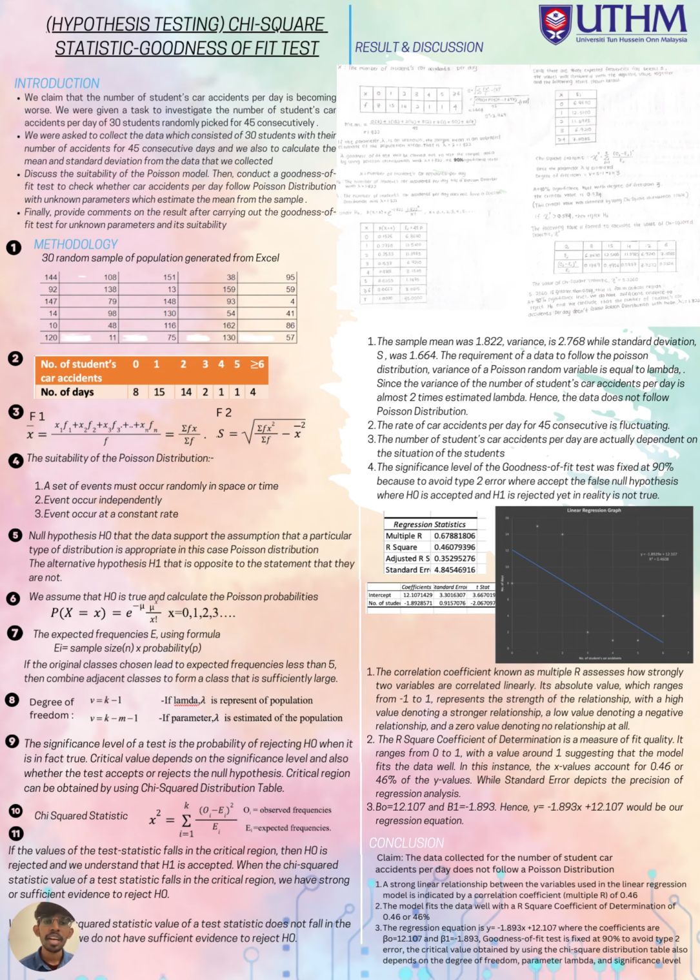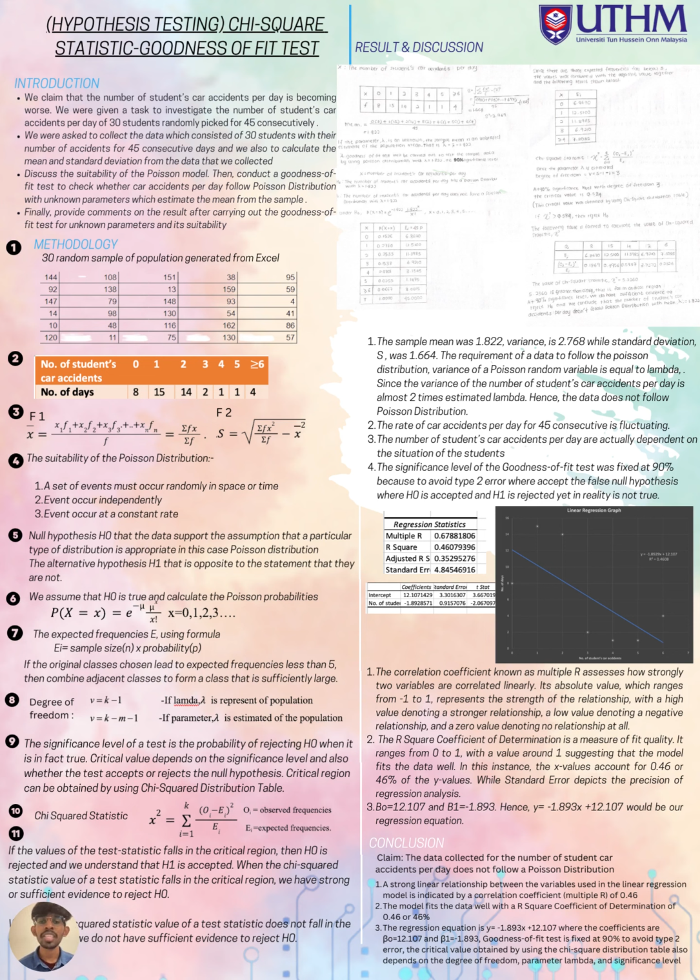Then I move to the discussion. For the discussion, from our observation, the data I collected does not follow Poisson distribution. From our calculation, the sample mean was 1.822, the variance is 2.768, while the standard deviation is 1.664.